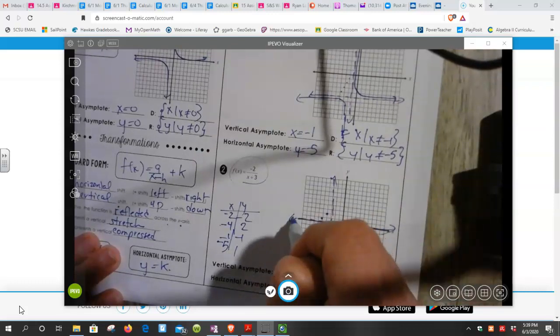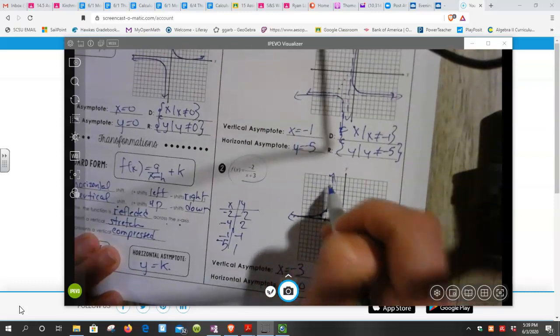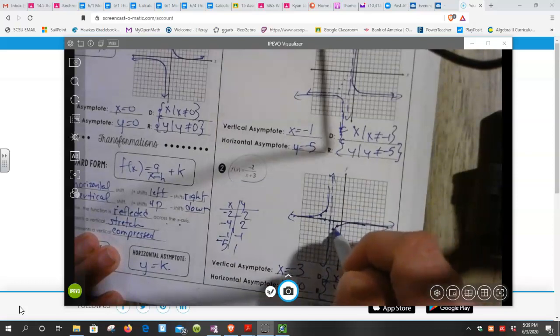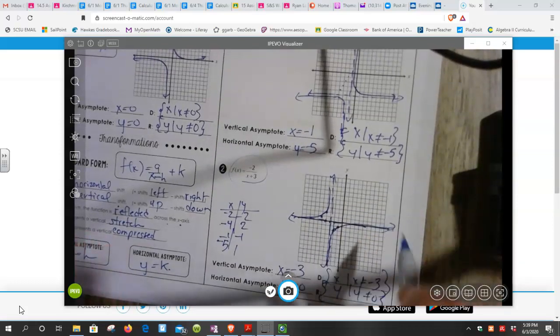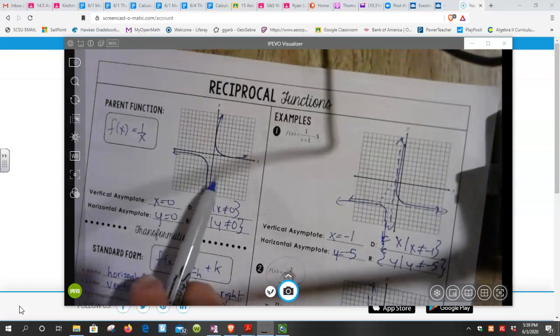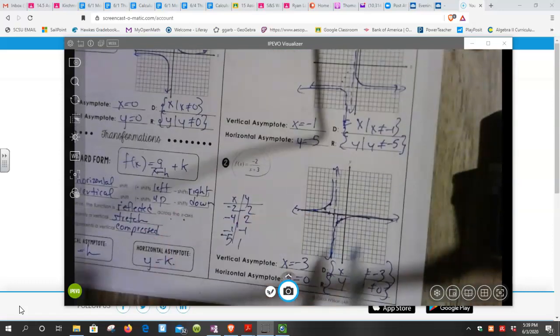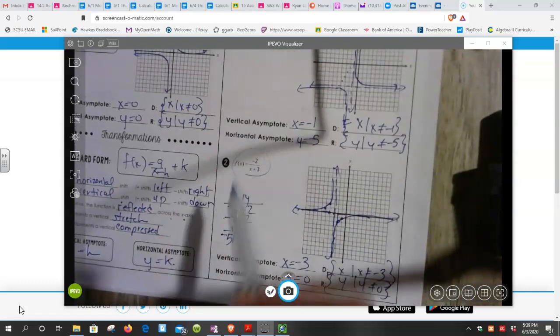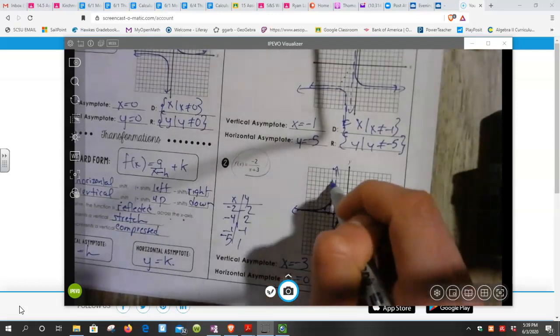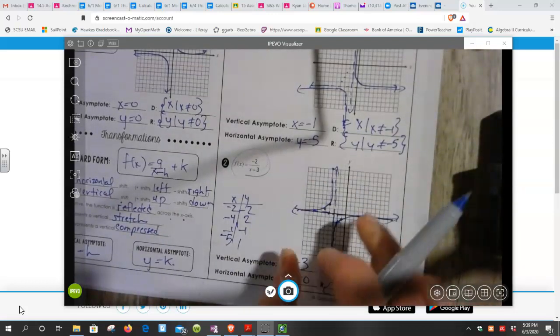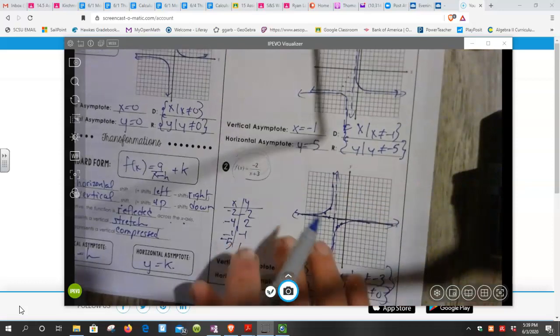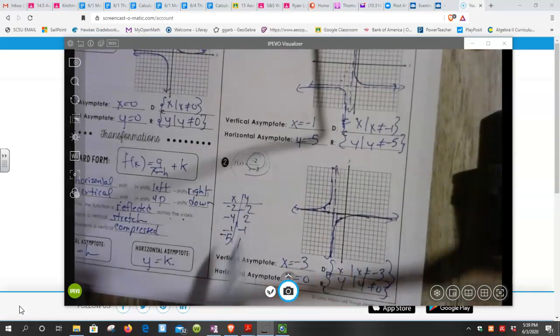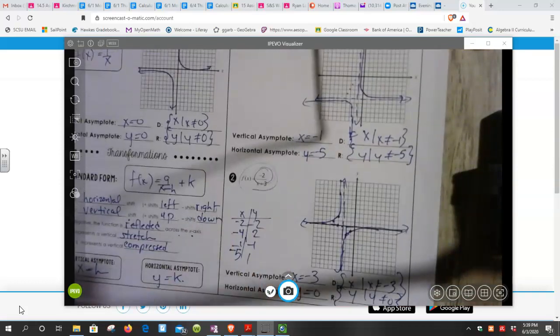So you can begin to see the graph take shape. You just plot a couple key points and note that it's going to be reflected over the x-axis, so that's why it's not in the first and third quadrants like the parent function. We make an inversion because a is negative. It's also stretched out. It's a little hard to tell, but you know that because the absolute value of a is greater than 1.